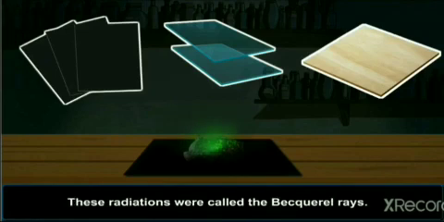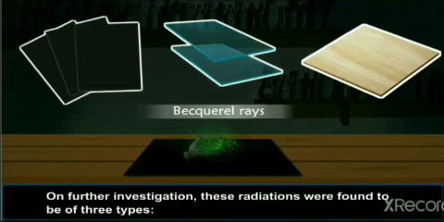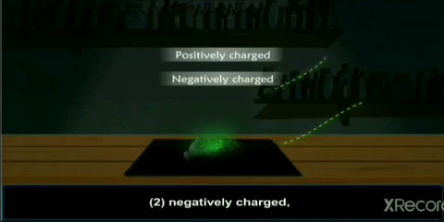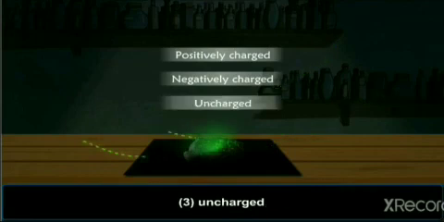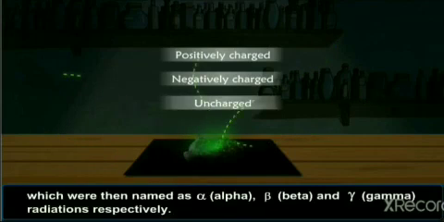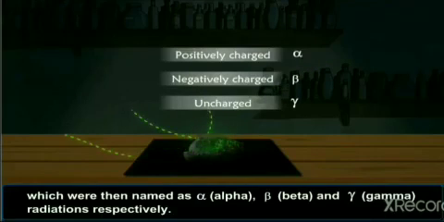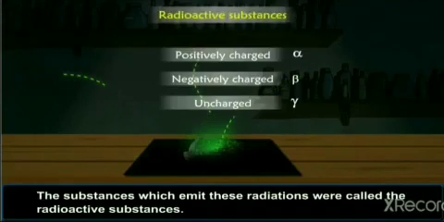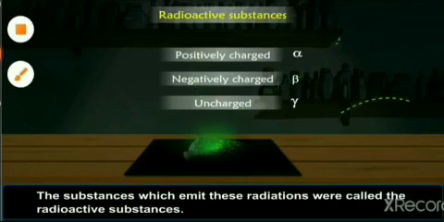These radiations were called the Becquerel rays. On further investigation, these radiations were found to be of three types: 1. Positively charged, 2. Negatively charged, and 3. Uncharged, which were then named alpha, beta, and gamma radiations, respectively. The substances which emit these radiations were called the radioactive substances.